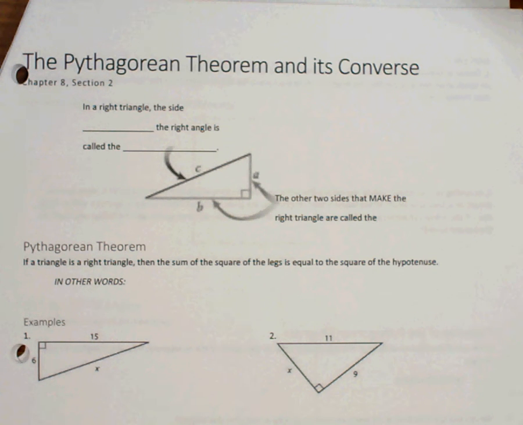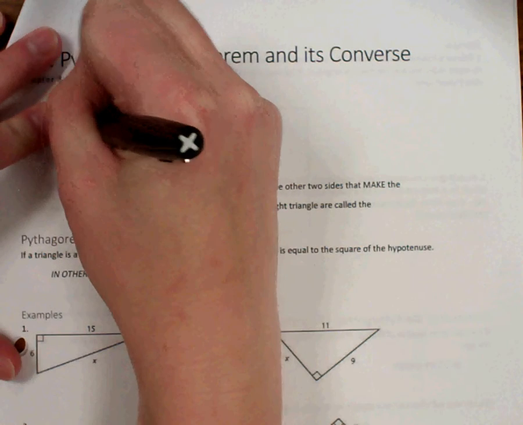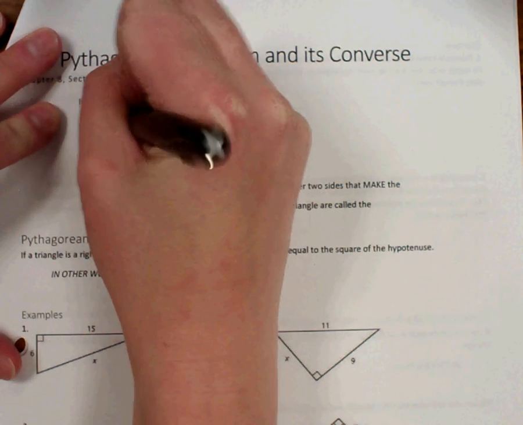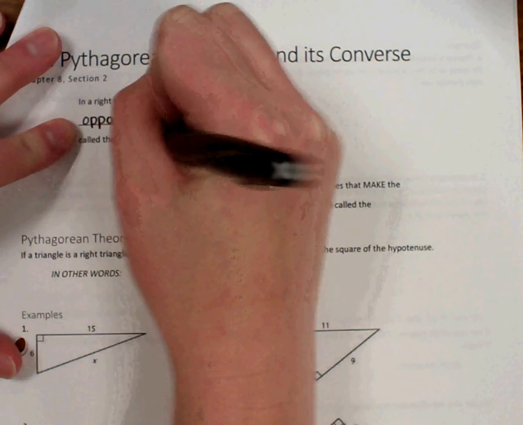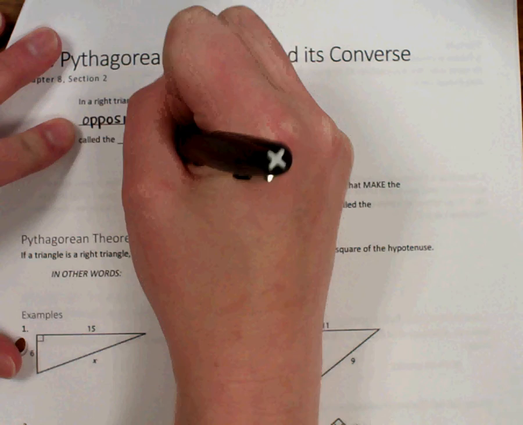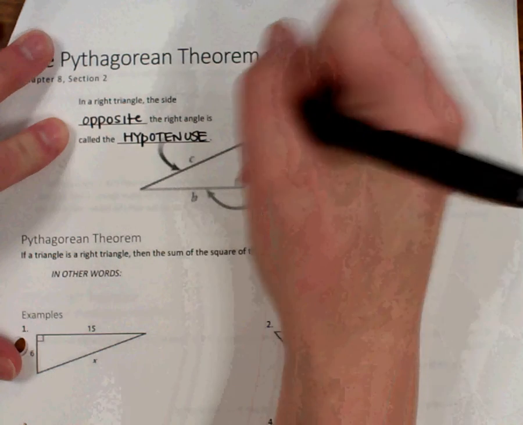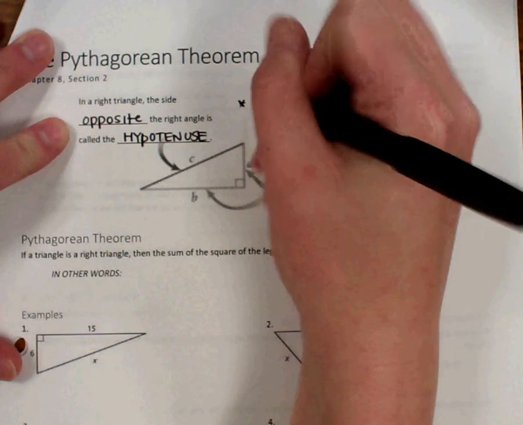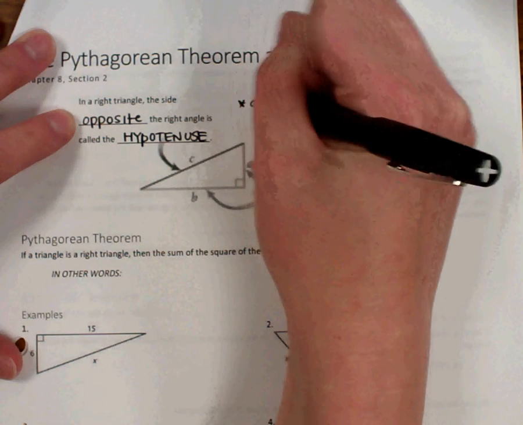So in 8.1, we talked briefly about what the legs of the right triangle were and what the hypotenuse was. Just remember that the side opposite the right angle, that's our hypotenuse. It's always opposite the right angle, but it's always the longest side also.